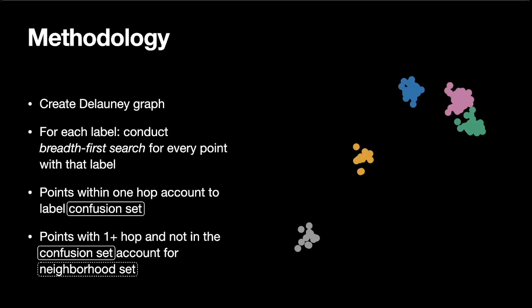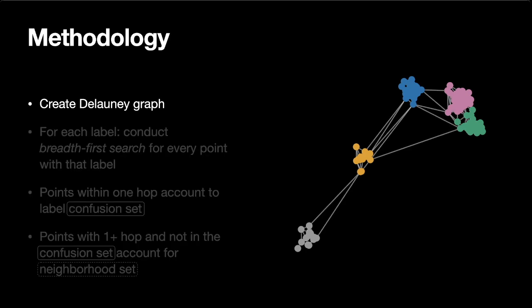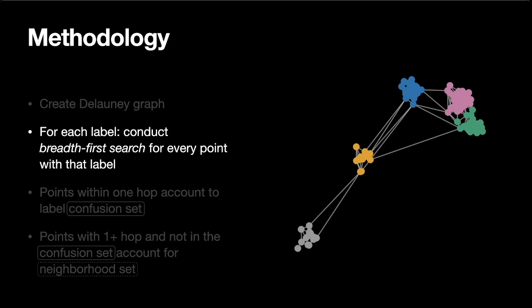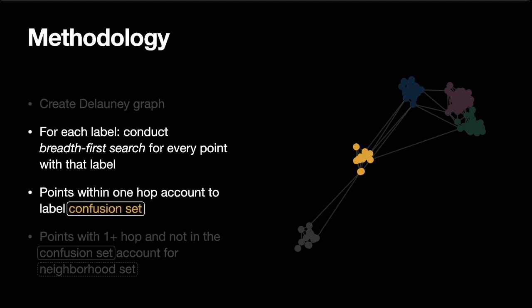We realize our conceptual framework as a traversal of a Delaunay graph for the separate labels in the embedding. First, we construct the Delaunay graph using the Euclidean distances in the 2D embedding space. Once we have this graph in place, we proceed with the label-specific operations. For each label in our data, we conduct a breadth-first search for every point associated with that label. So for example, let's again focus on the yellow cells here in the middle. We start by traversing the graph to define what we call the confusion set. We start with this first point and look at all of its neighbors, which are 1 hop away.